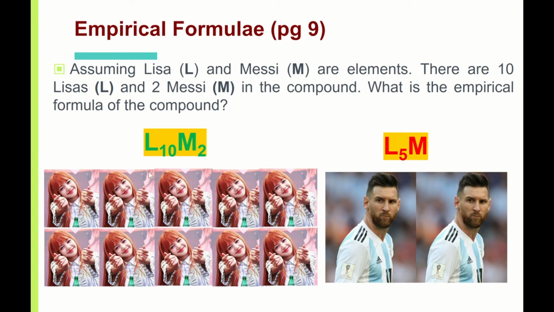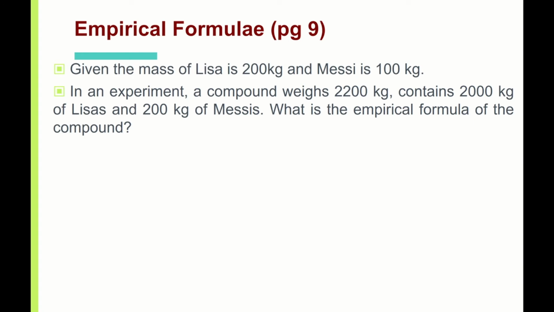So we try, right? Now, for example, Lisa is 200 kilograms and Messi is 100 kilograms. The values are just an example, I'm not saying that Lisa is 200 kg. So one Lisa is 200 kilograms, one Messi is 100 kilograms. In this unknown compound, I have 2,200 kilograms in total. Out of this, 2,000 is because of Lisa and 200 is because of Messi. What is the empirical formula of this compound?